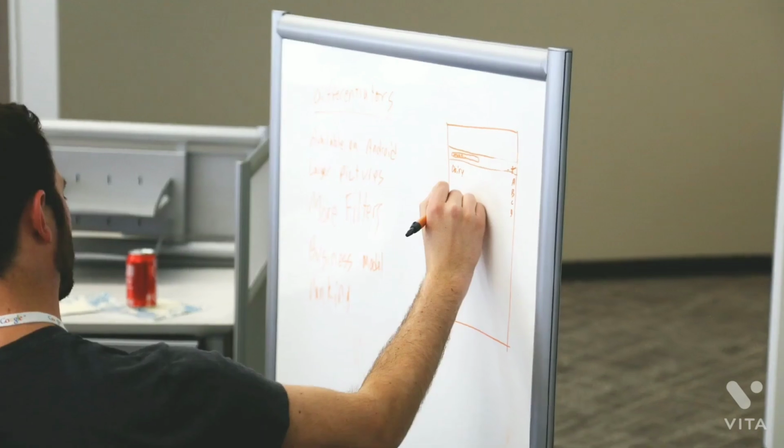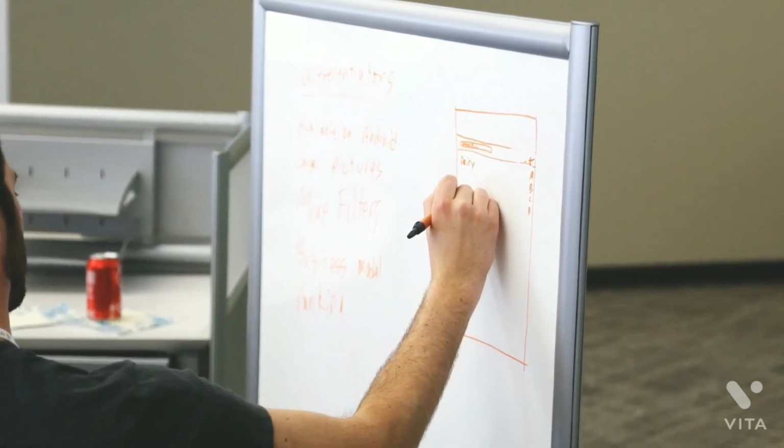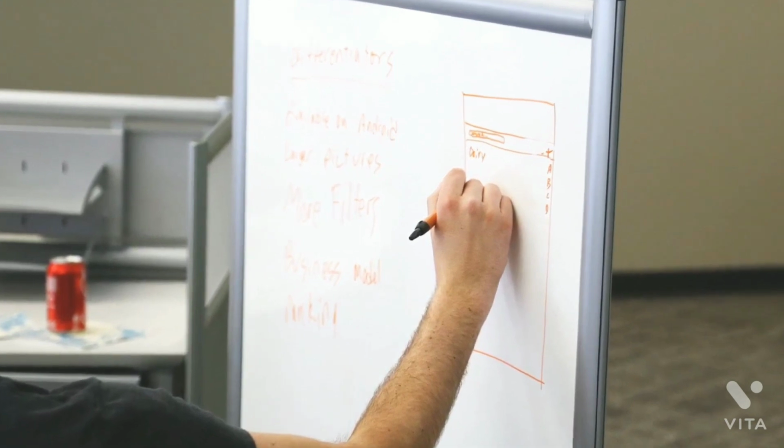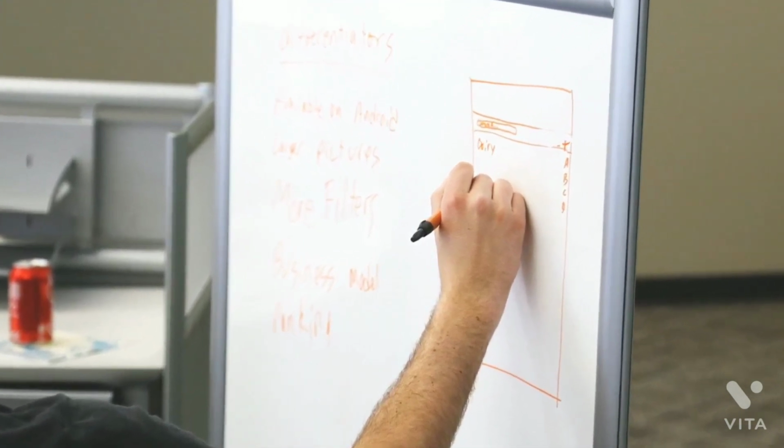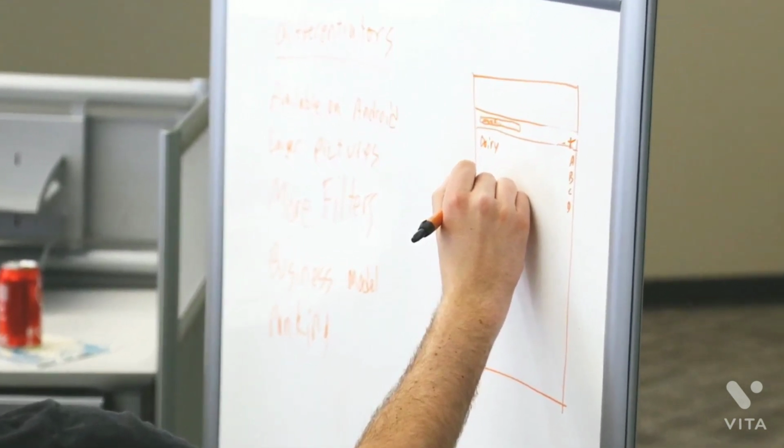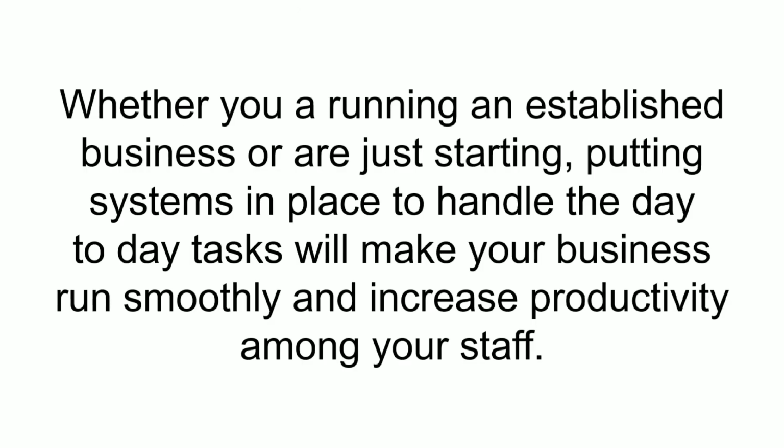Step 5. Communicate. The final step for systemizing your business is to communicate the new processes to your staff. After the original documents have been delivered, check in with the stakeholders to see if the new systems are working. Whether you're running an established business or you're just starting, putting systems in place to handle the day-to-day tasks will make your business run smoothly and increase productivity among your staff.